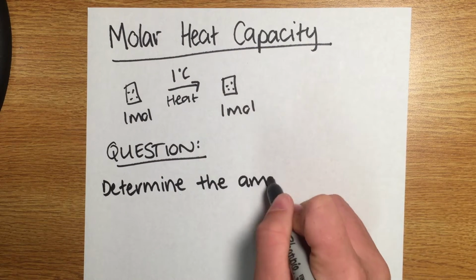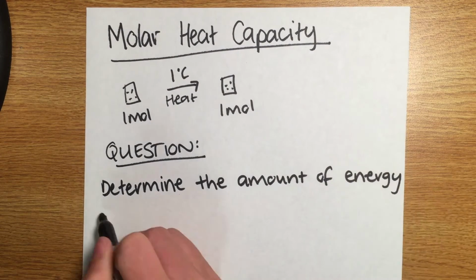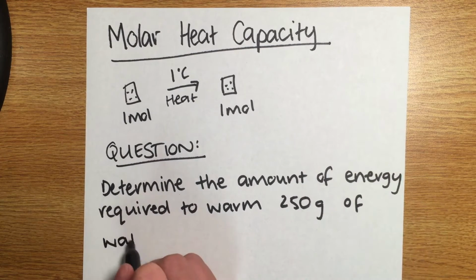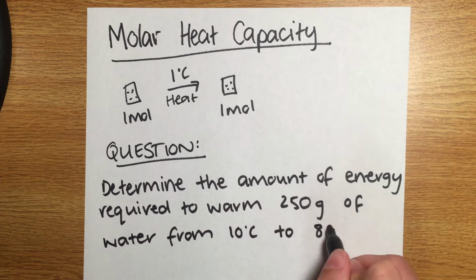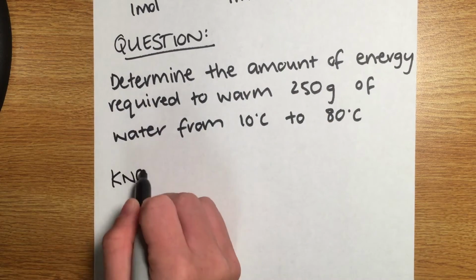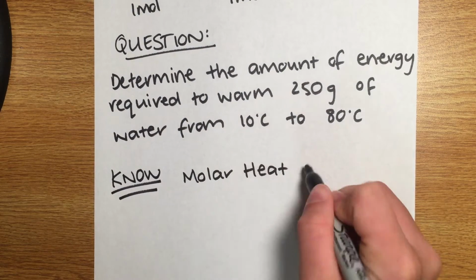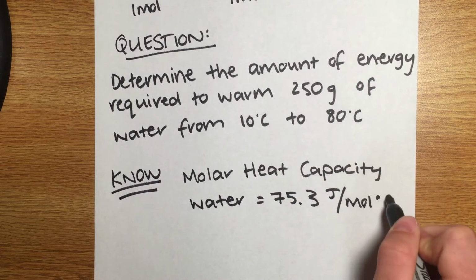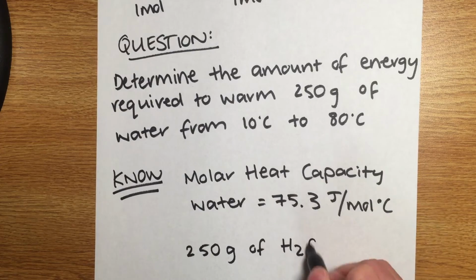Determine the amount of energy required in joules needed to warm 250 grams of water from 10 degrees Celsius to 80 degrees Celsius. Let's start by listing what we know. The molar heat capacity of water is 75.3 joules per mole degree Celsius, and we have 250 grams of water.